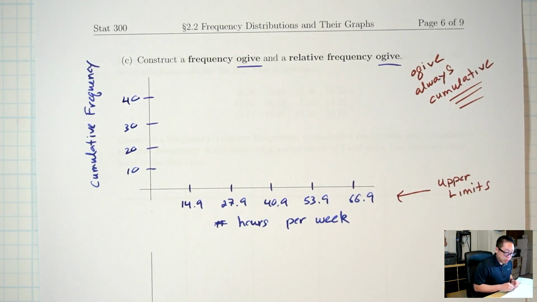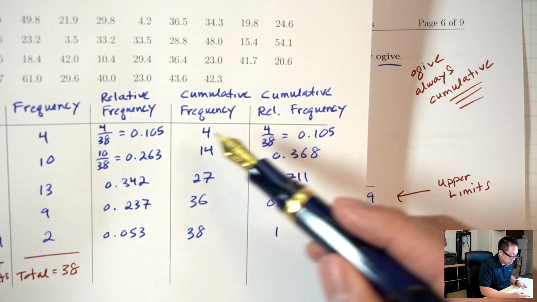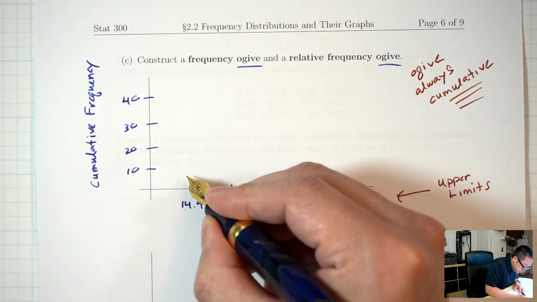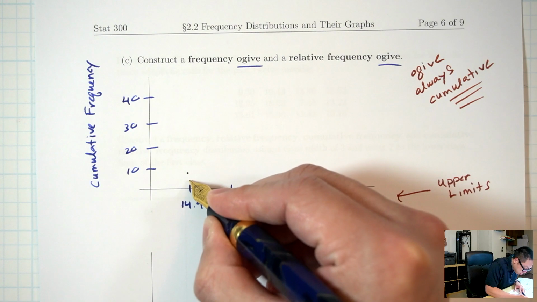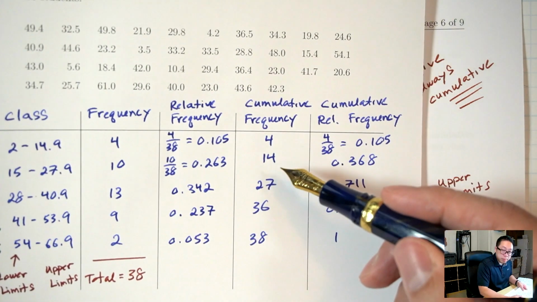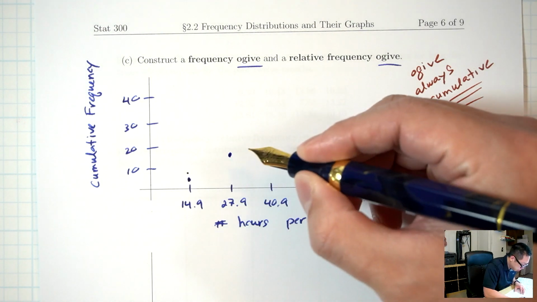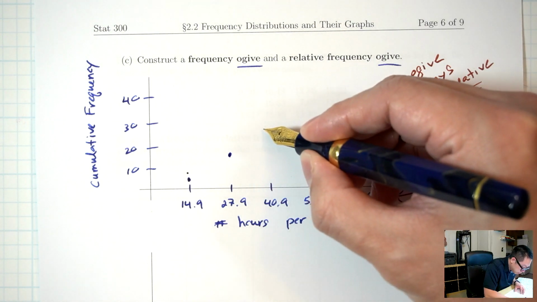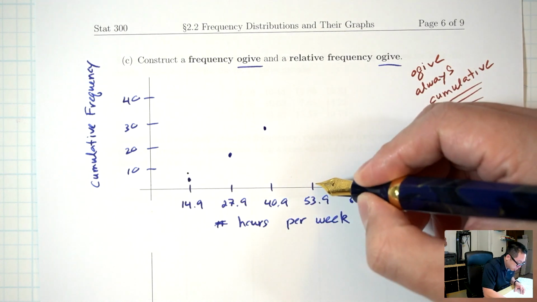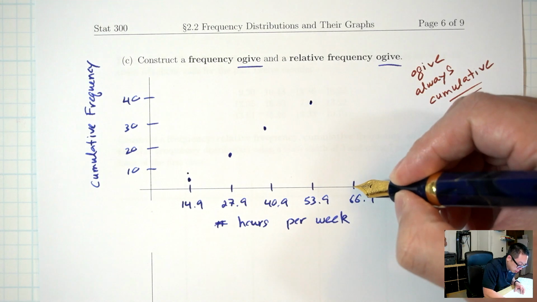And this graph is going to be dots and lines, just like the polygons, except this time you're going to be using the cumulative frequencies. So the first one is going to be 4. Oops, that's down here. The next one is 14. Next one is 27. Next one is 36. And then last one is 38.